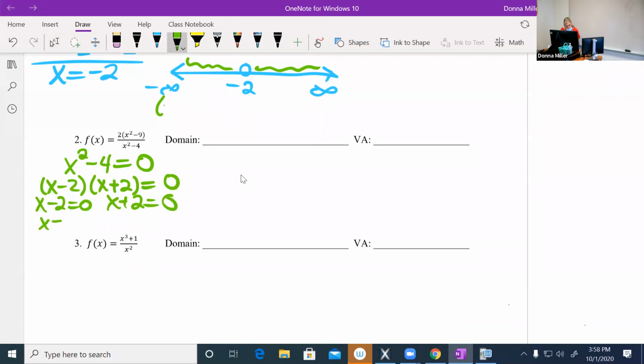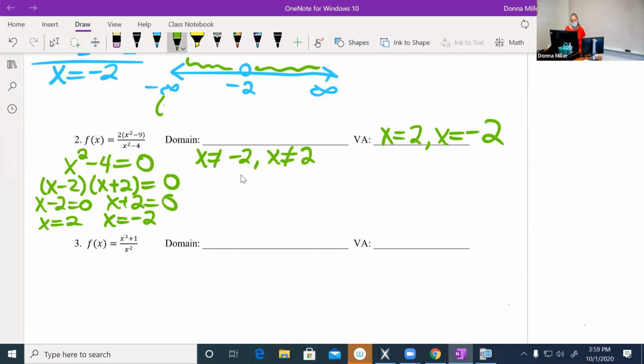So here I get x equals 2. Here I get x is negative 2, right? Those are my vertical asymptotes. So it's x equals 2 and x equals negative 2. Okay? My domain is the opposite, right? So for the domain, I know that x cannot be negative 2 and x can't be 2, right?